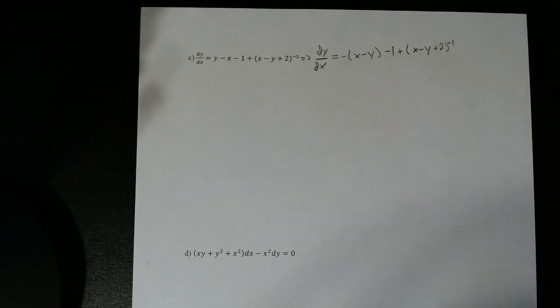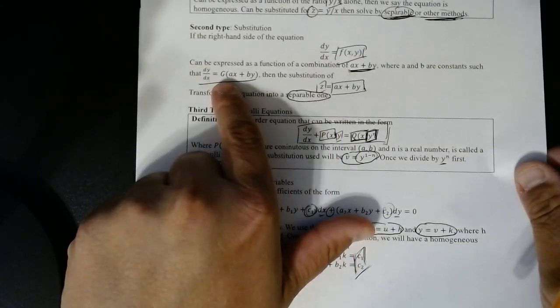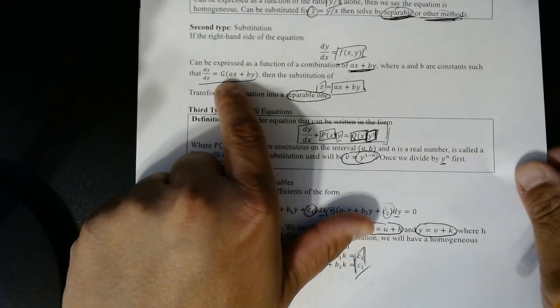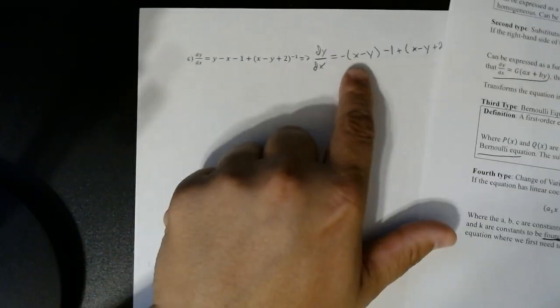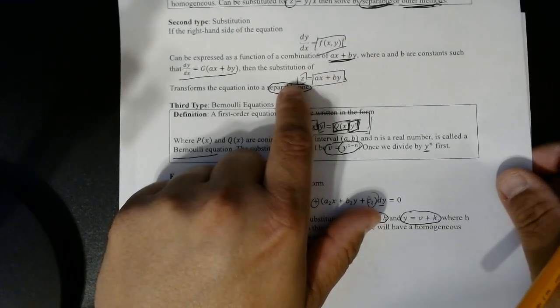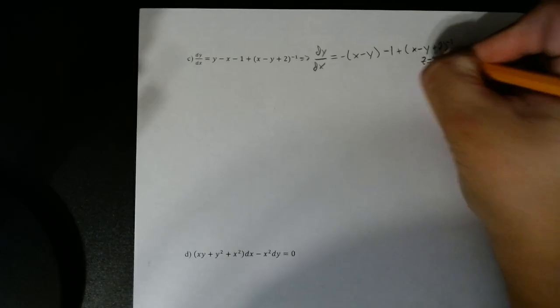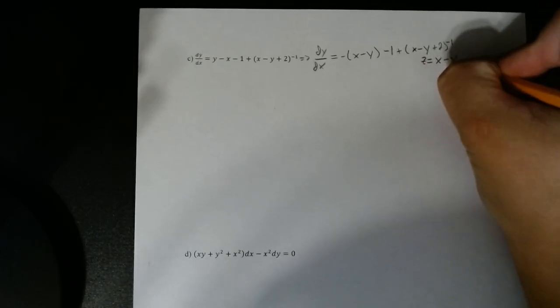Okay. Now it looks like we have this situation. So I have everything in terms of just x and y, the same situation we have here. So I'm now going to use a substitution of the z. Okay. So we're going to let z equal x minus y.